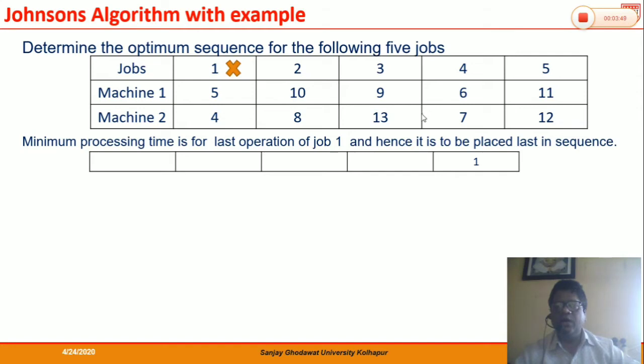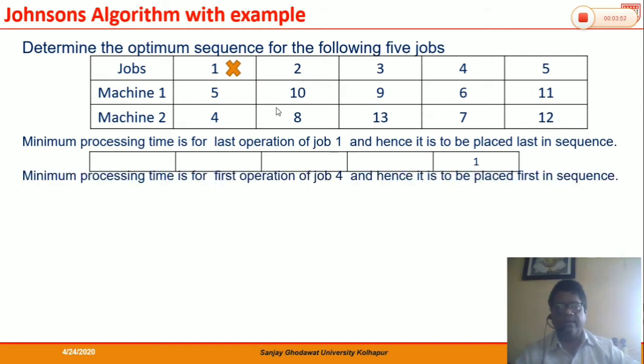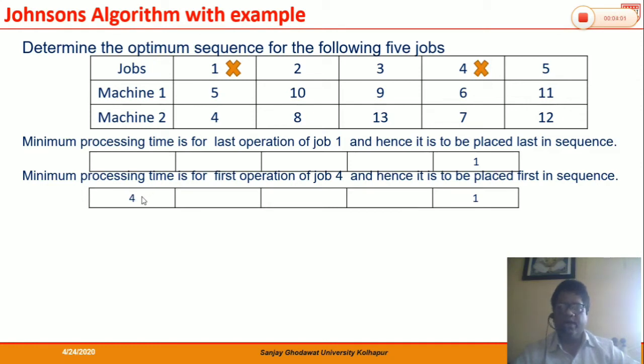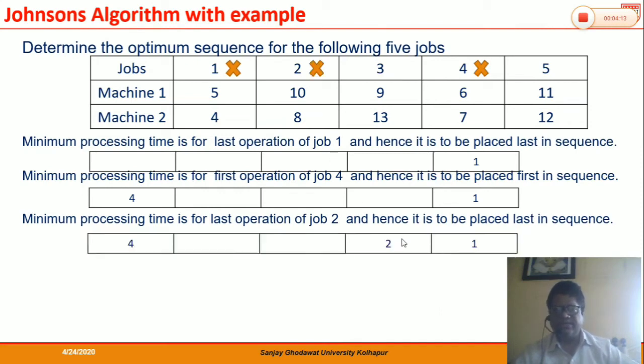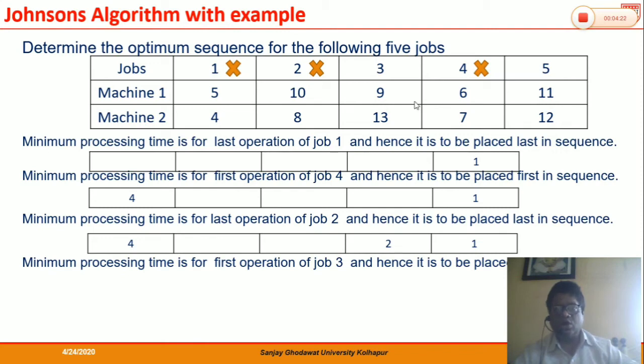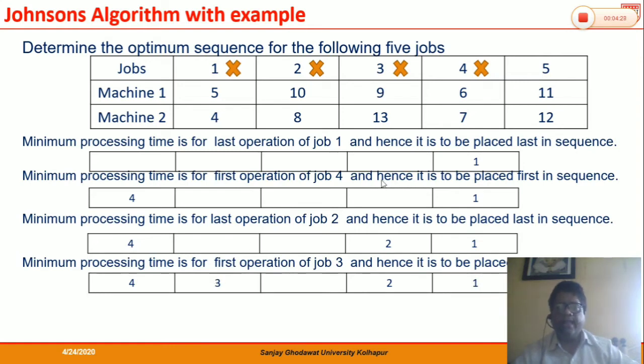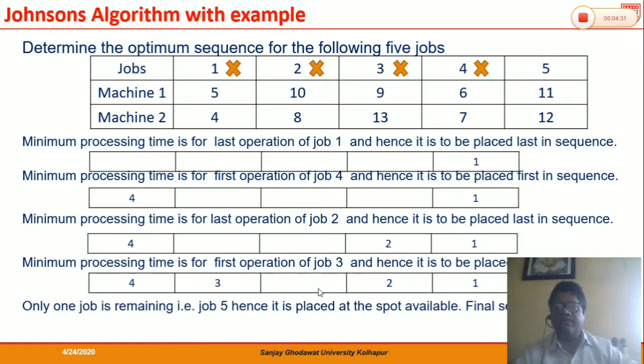Now out of the remaining, we have to search for the shortest processing time, and you will find the shortest processing time is 6. It is for the 4th job, and it is for the first operation, so we have scheduled it first. Now out of the remaining 3, we have to search for the shortest time, and the shortest time you will find is 8, and it is for the second job, so that job should be placed last in sequence. Out of the remaining 3 and 5, the shortest time is 9 for job number 3 for the first operation, so we will sequence it first, and then finally the last position we will give to job number 5.